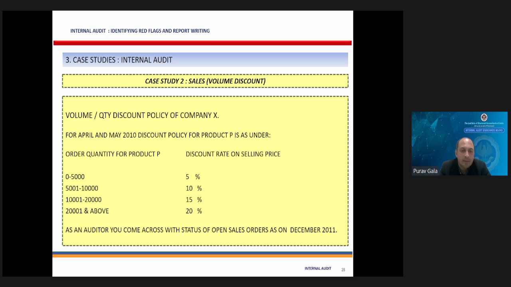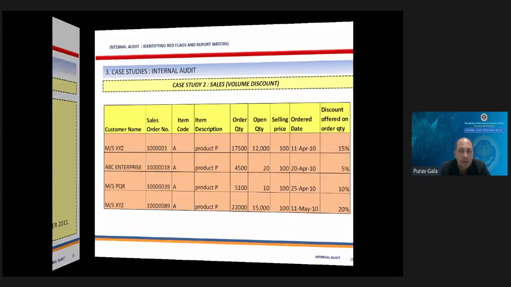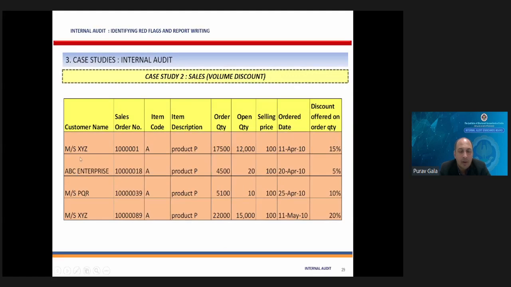for product P. So when you review the sales orders for a particular month, you come across this data point. The data point says customer name, the order number, item code in my ERP. What is the description? That is product P, the order quantity, open quantity, selling price, order date, and the discount offer.